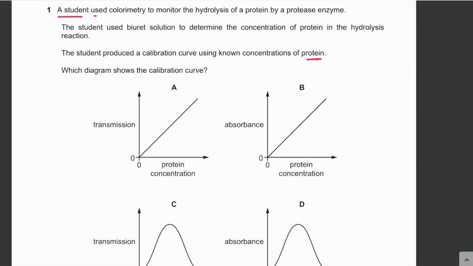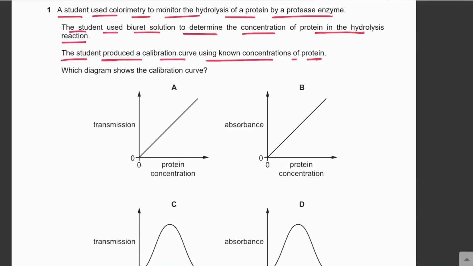A student used colorimetry to monitor the hydrolysis of a protein by protease enzyme. The student used biuret solution to determine the concentration of protein in the hydrolysis reaction. The student produced a calibration curve using known concentrations of protein. Which diagram shows the calibration curve?